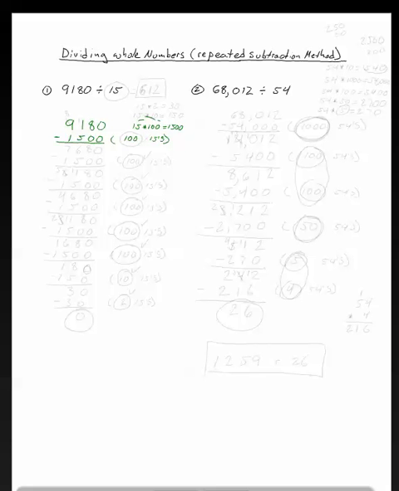Now I subtract. 0 minus 0 is 0. 8 minus 0 is 8. 1 minus 5 I can't do, so I have to borrow. 11 minus 5 is 6. 8 minus 1 is 7. And I ask myself, can I subtract 1,500 from what I have left over? And I can.